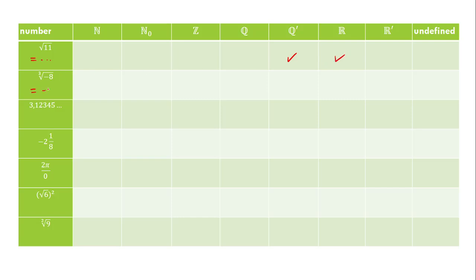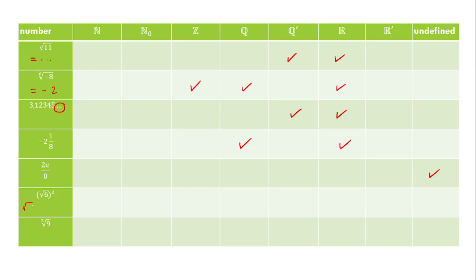This, we already worked this out. This was -2, so that's going to be integer, rational, and real. This is that really long decimal, so that is irrational and real. This is a fraction, regardless if it's mixed or improper, so it's going to be rational and real. Divide by 0, undefined, regardless of what is up there.